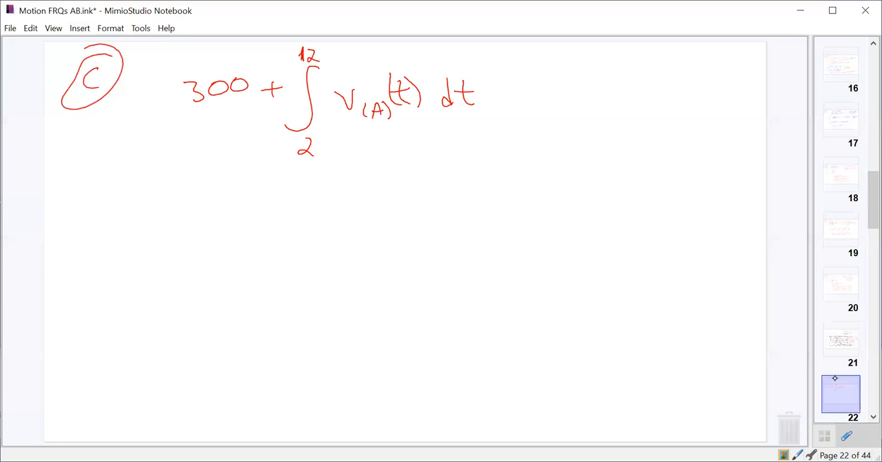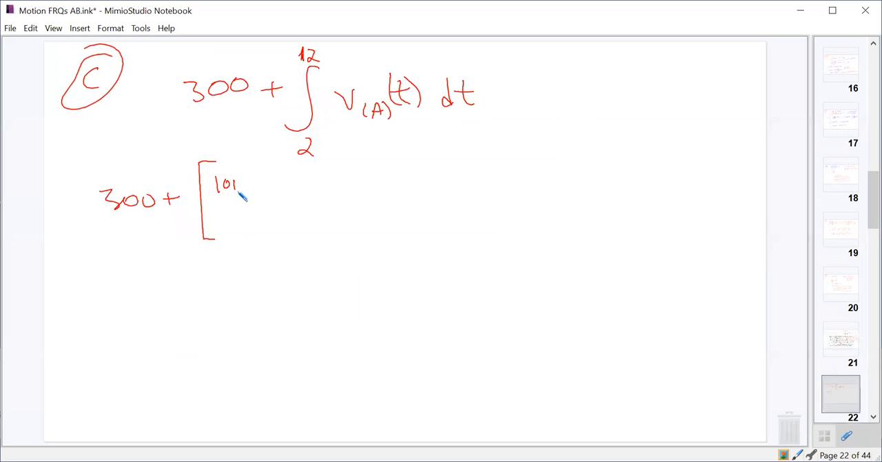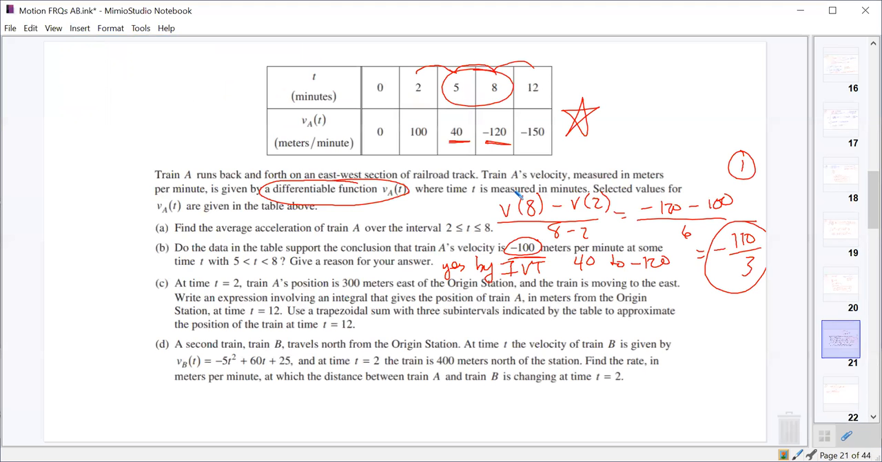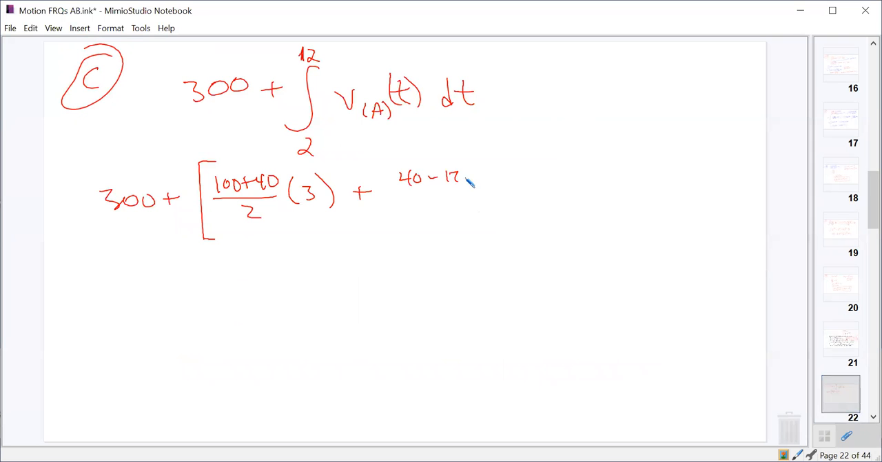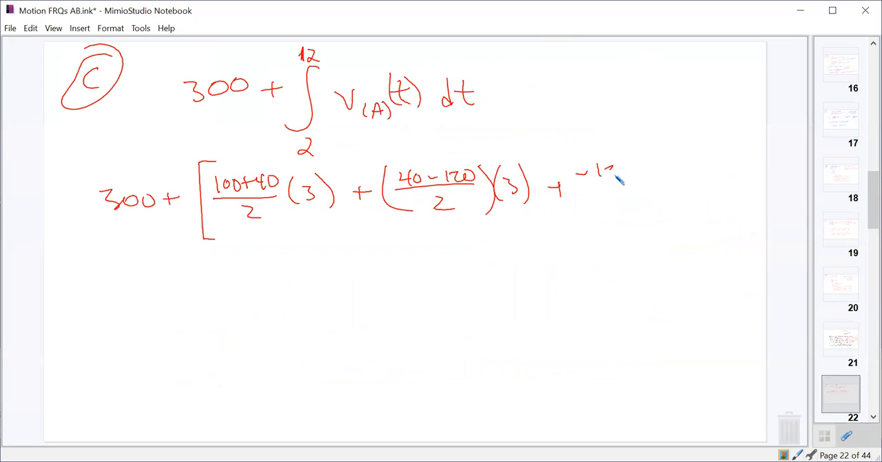So we will do 300 plus our first trapezoid, which should be 100 plus 40. So 140, right? We'll write it down. 100 plus 40 divided by 2. And then what was the length of that interval? That one was 3, all right? The next one should be 40 minus 120 over 2, also times 3. And then the last one should be negative 120 minus 150 over 2. And that one was 4 units.